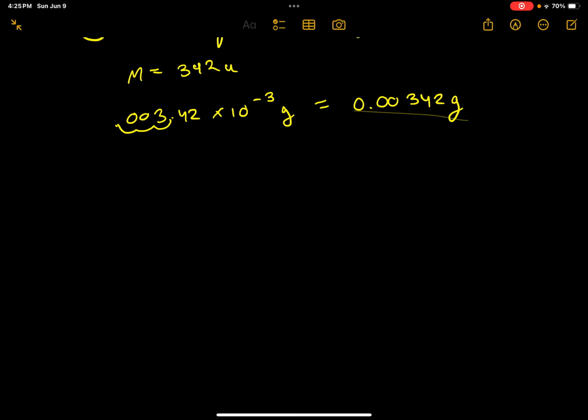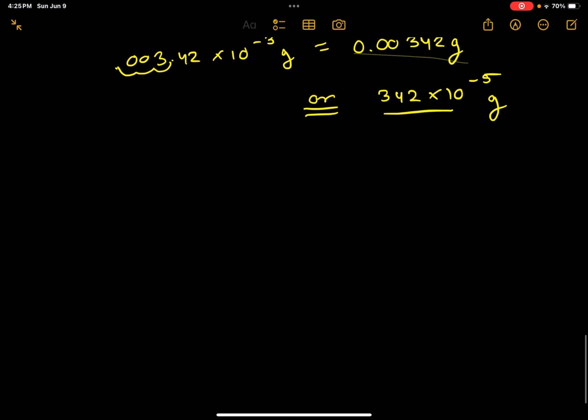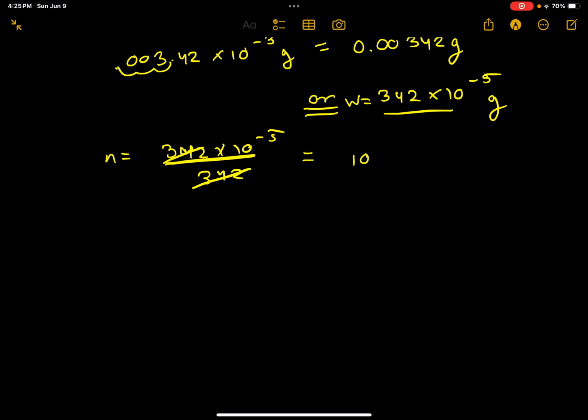So we can do this, or we can do 342 times 10 to the power minus 5 gram. This is easier. So this is the weight, and now we can take n, the number of moles, is equal to 342 times 10 to the power minus 5 upon 342. These two get cancelled. That means 10 to the power minus 5 moles.